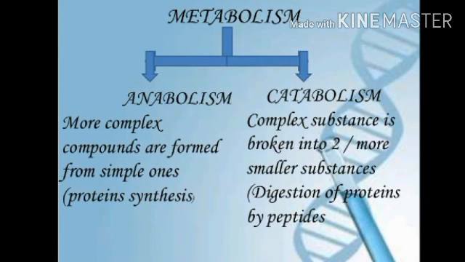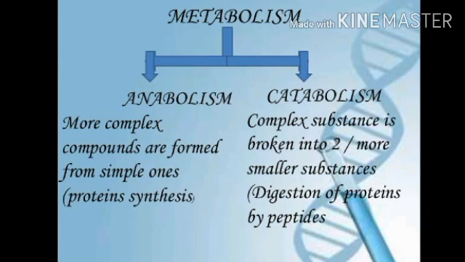There are two types of metabolism or metabolic reactions in the cytoplasm. One is anabolism, second one is catabolism. When simple molecules join to form a complex molecule, it is called an anabolic pathway. For example, photosynthesis, where CO2 and water join to form carbohydrate, and protein synthesis, where amino acids join to form a complex polypeptide chain.